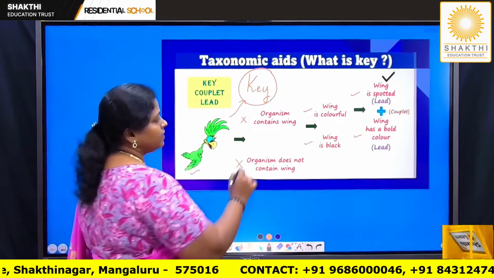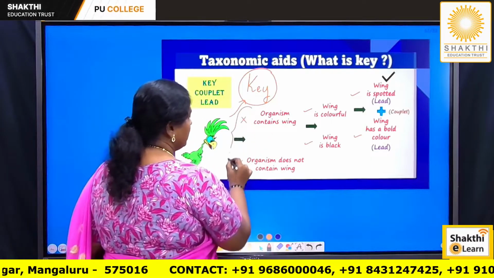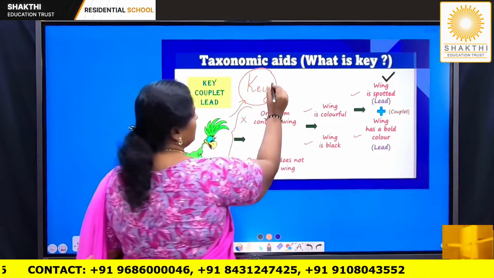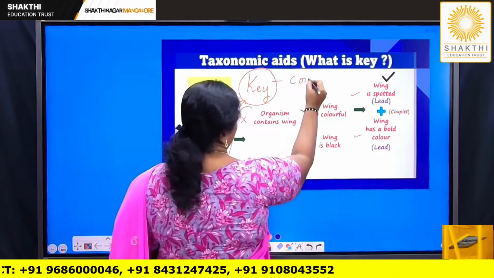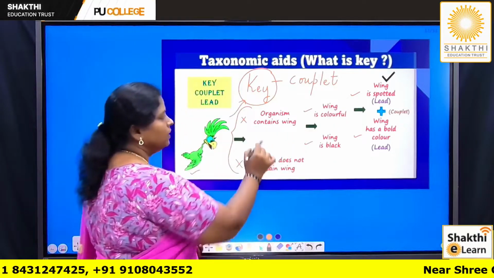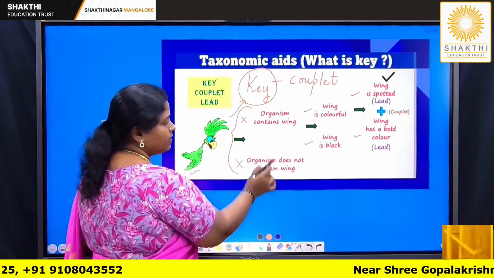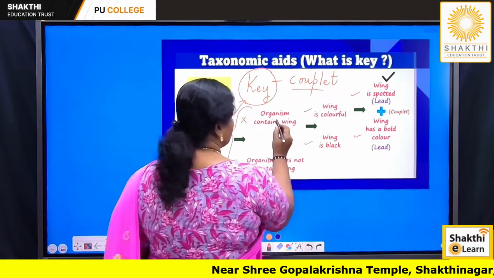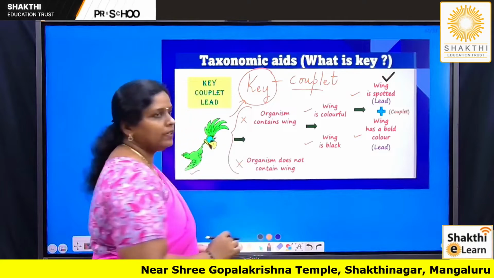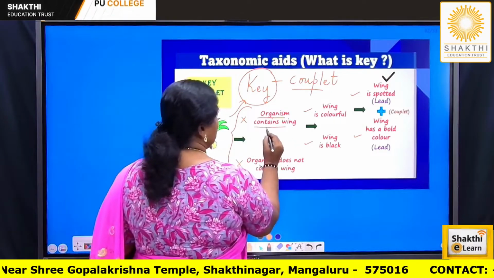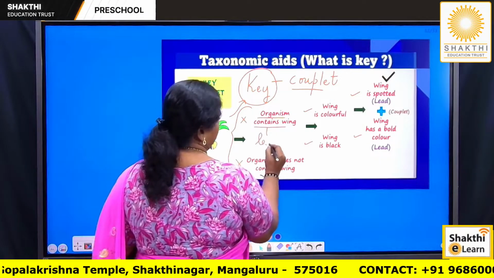Whatever characters are given, they are given usually as a pair. A pair of contrasting characters present in a key is called a couplet. Once again I repeat, a pair of contrasting characters present in a key is called a couplet. Two statements together, we call it a couplet. A single sentence, a single statement in a couplet is called a lead.